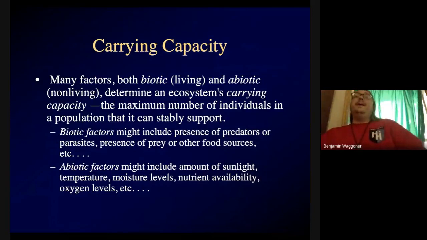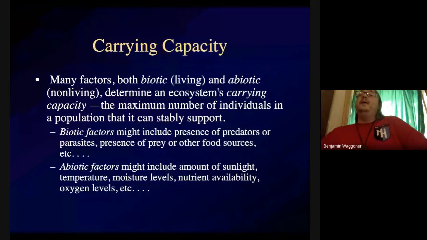When we look at a population in an ecosystem, we can talk about its carrying capacity, and that's the maximum number of individuals that can be supported stably in an ecosystem. And that's determined by both biotic and abiotic factors.